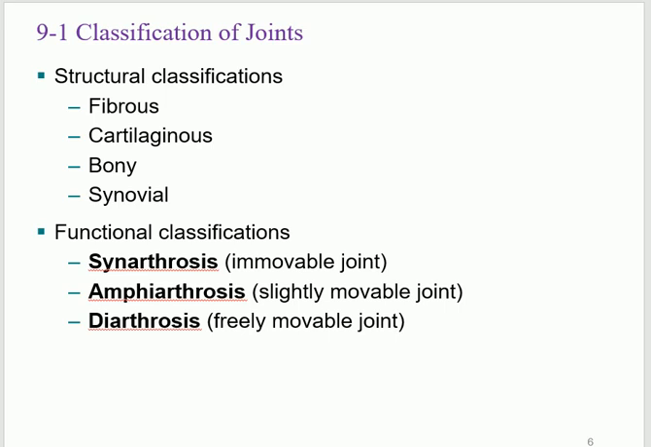And the Greek for it is syn, S-Y-N, means fixed. Arthrosis means joint. Arthrosis is a joint. So synarthrosis, immovable joint. The other joints are partially movable, slightly movable. And this is called amphi. Amphi is slightly. You have to know these terms. The last one is dia or di, D-I, means free. Freely movable joint.